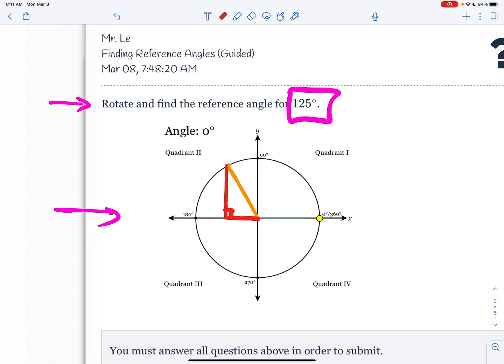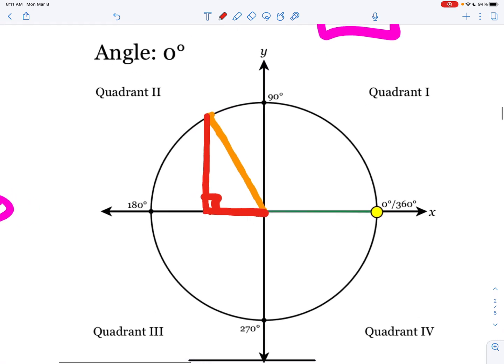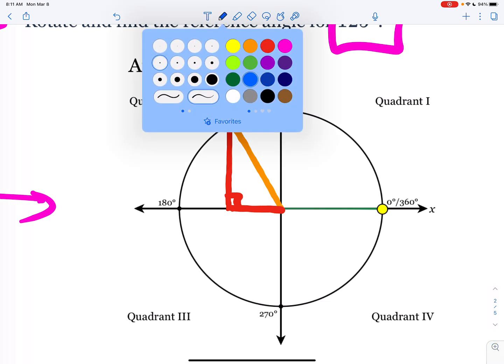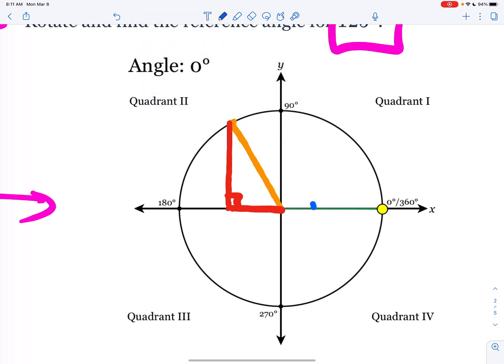And this right there is your reference triangle. Now, what the heck is a reference angle? That's what you guys are working on, okay? So you know, and I'll draw it in a different color here, that from here to here, that is 125 degrees.